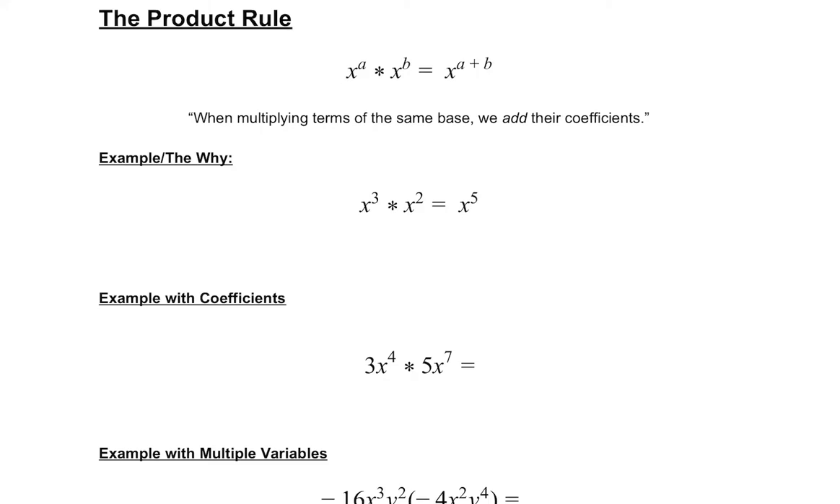Now, this is not something you should feel like you have to memorize. It should just kind of make sense, because what is x to the third? It's 3 x's being multiplied together. We're going to take all of that and multiply it by x squared, which is just 2 x's being multiplied together. And so if you have 3 x's being multiplied together times 2 x's being multiplied together, count them up, you have 5 x's being multiplied together. That's why the product rule works.